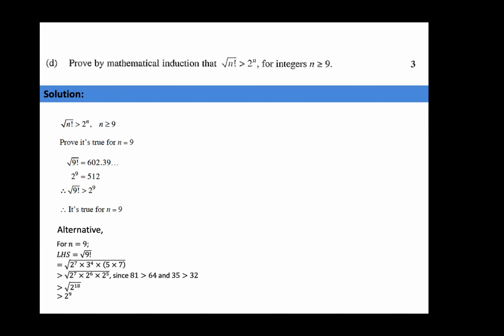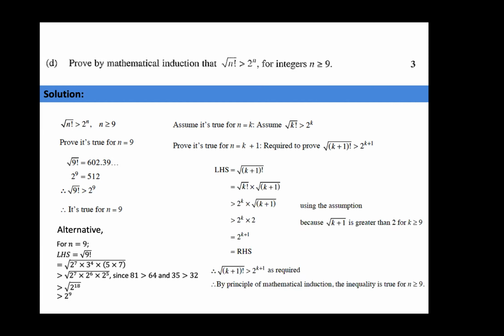Alternatively, we could use new number work to prove this, but for the majority, they used a calculator. Assuming it's true, and proving true for n equals k plus 1 did cause some concerns. In particular, using the assumption was necessary, and I guess we need to highlight where this has been taking place, and also showing that root k plus 1 is greater than 2 for k greater than or equal to 9, as this is key to getting the 2 to the k plus 1.